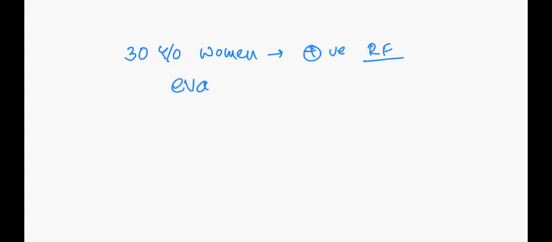The question is, a 30-year-old woman presents with a positive rheumatoid factor. How will you evaluate her? So first of all, let's get the differential straight. What are the differential diagnoses of a positive rheumatoid factor?